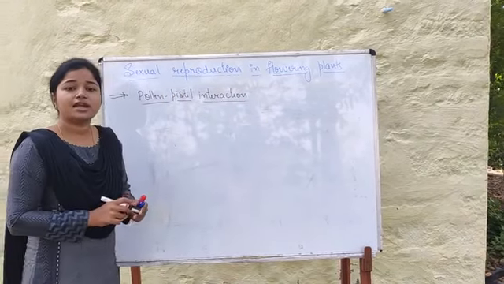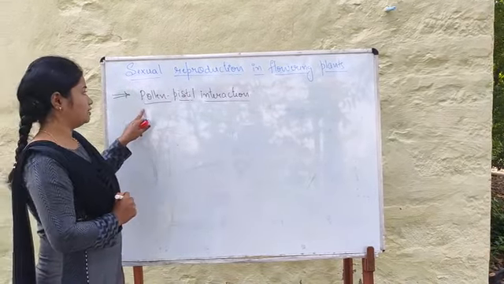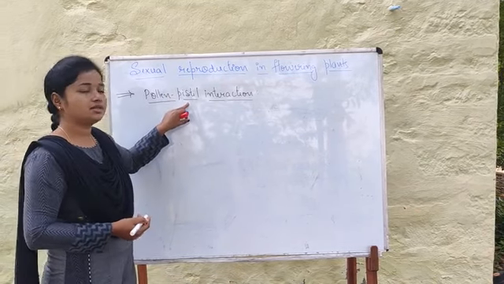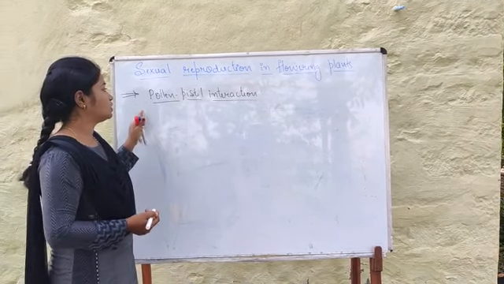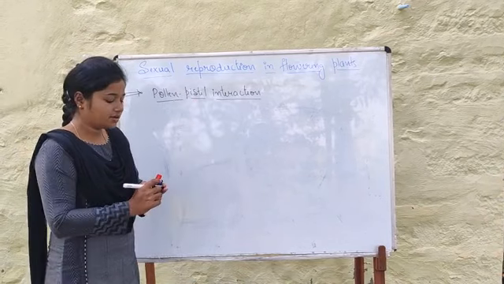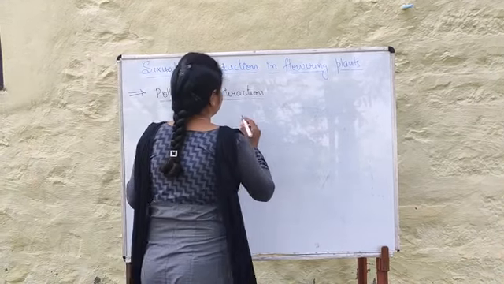Right? So the interaction that is going to take place between the pollen, that is a male reproductive part, and the pistil, that is a female reproductive part, is called a pollen-pistil interaction. Right? So let me draw the diagram.